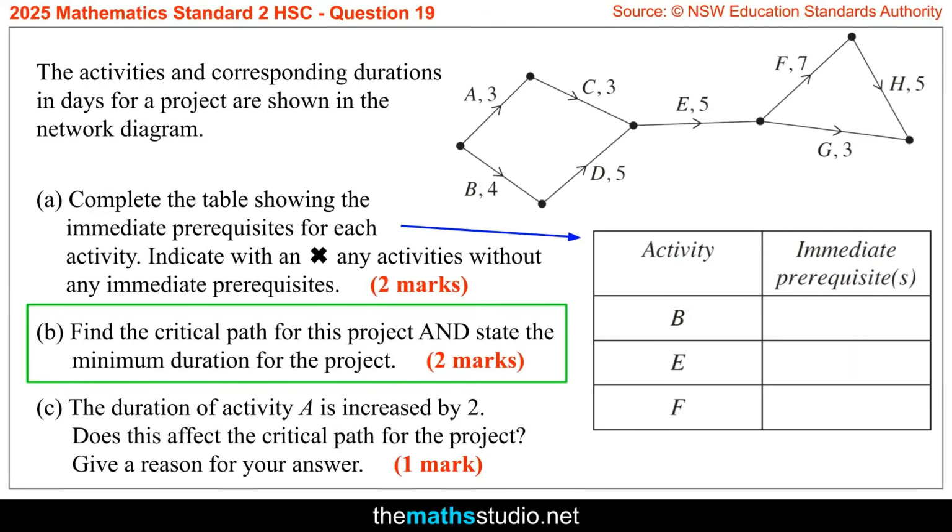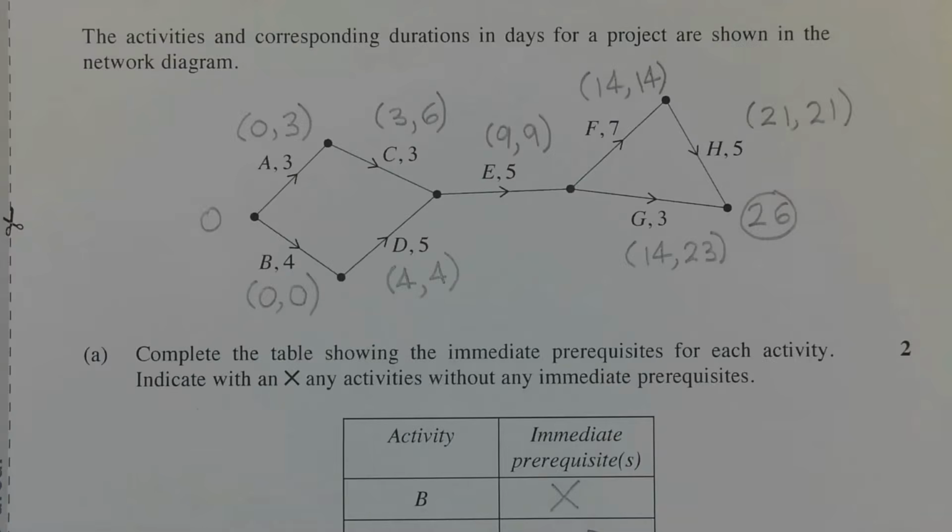Part B. Find the critical path for this project and state the minimum duration for the project. Use forward and backward scanning to determine the earliest and latest start time for each activity. From that, we can determine the critical path and its minimum duration. Now, I've written the earliest and latest start time next to each activity, which are the two numbers in brackets, where the first number corresponds to the earliest start time and the second number corresponds to the latest start time.